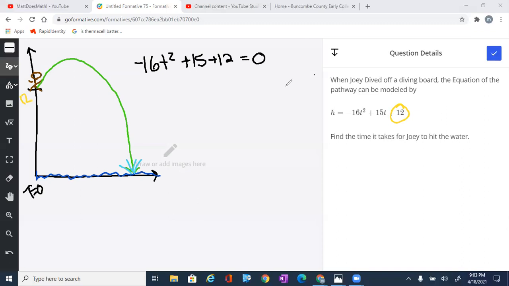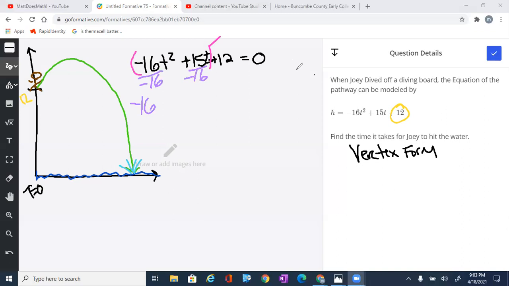Now, the first thing I always do is I plug this into what we call vertex form. And then what we are going to do is we are going to solve. Now, we are going to do this with completing the square. And the first thing we do with completing the square is we section off the t squared and the t. And what we do, once we have it sectioned off, we're going to divide out by the first value that is attached to t squared, which in this case is negative 16. So I'm going to divide by negative 16.